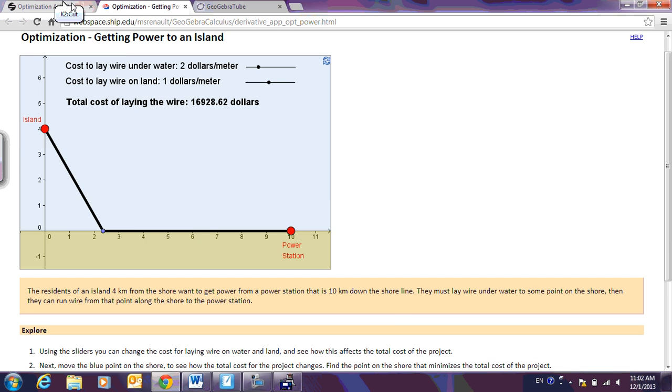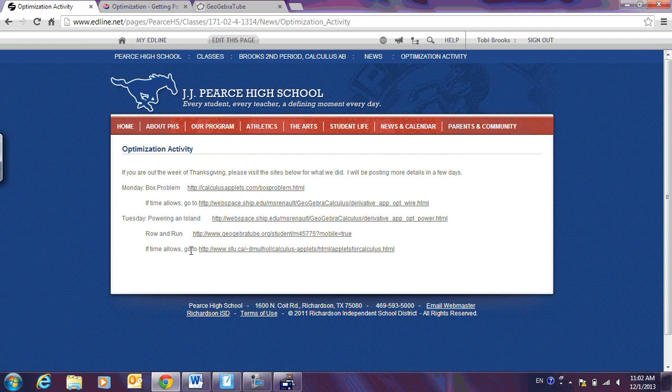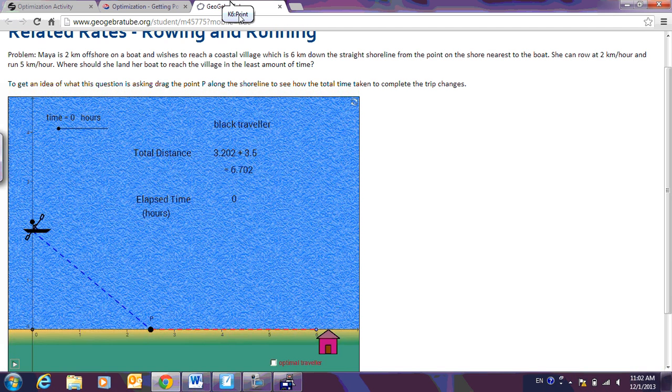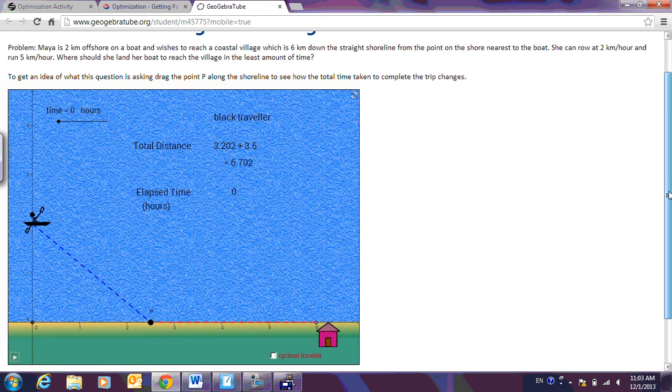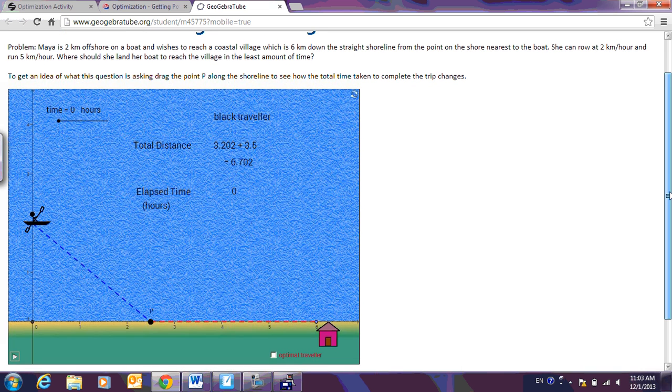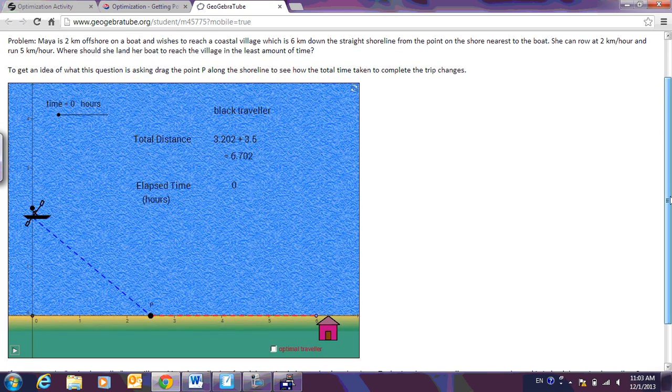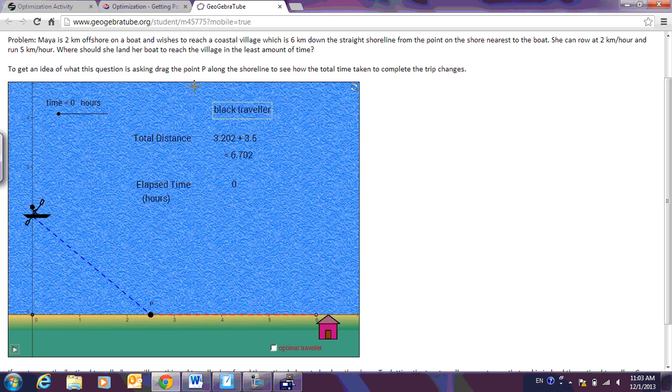So again, go to my Edline site, click on the rowing and running one. I already have it pulled up right here. This one's very similar, although it's a little bit harder, but the hard part is all just algebra. So we have this thing where Maya's 2 kilometers offshore, so this is 2 kilometers right here, and she's going to row part of the way, and then she's going to run the rest of the way.